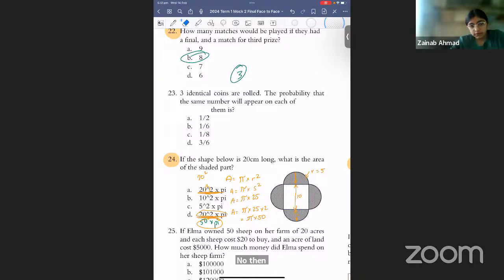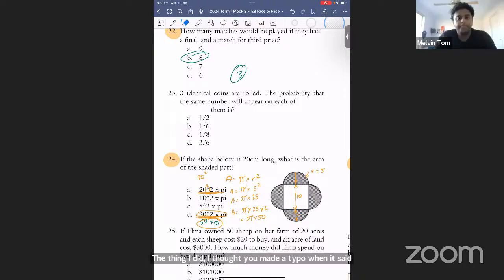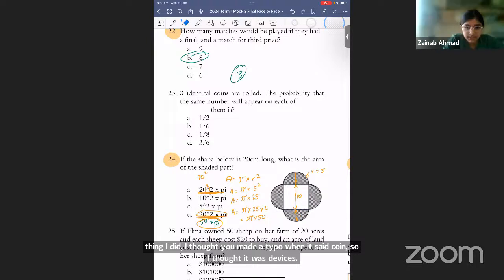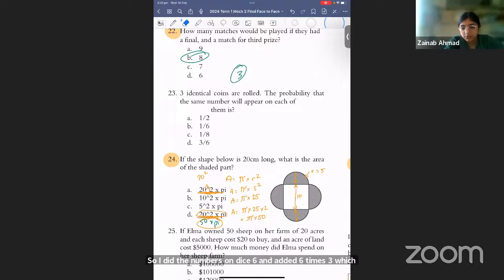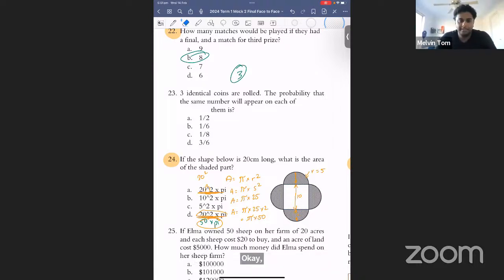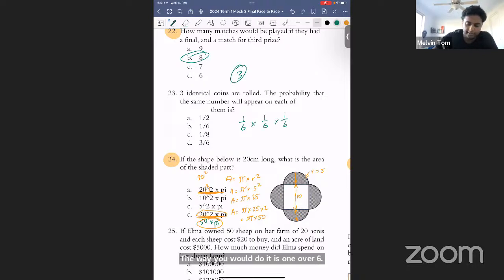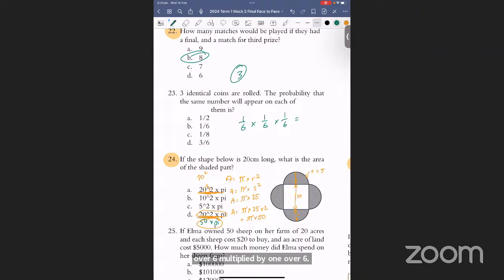I have a question about the 3 identical coins question you just answered. Yeah. I thought you made a typo when it said coins, so I thought it was dice. So I did the numbers on a dice is 6, and I did 6 times 3, which was 18, so I thought it was 1/8. Okay, well, you just got really lucky there, but even then, if it was dice, the way you would do it is 1/6 multiplied by 1/6 multiplied by 1/6. Do you understand? So that's 36 times 6, which is 1/216.